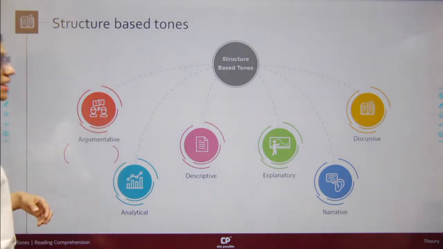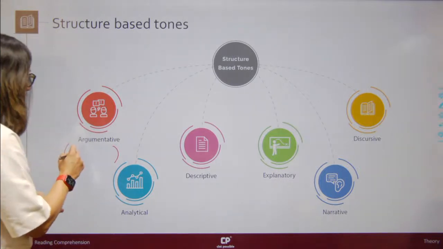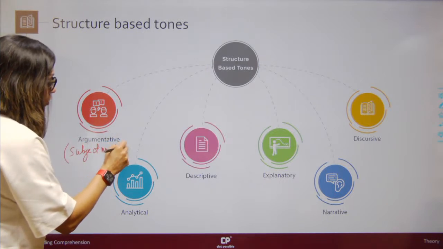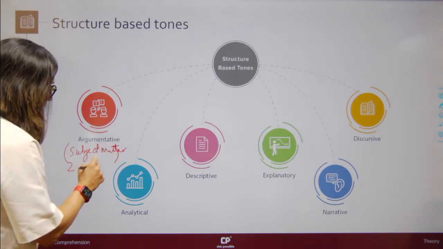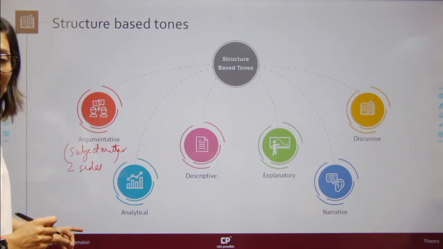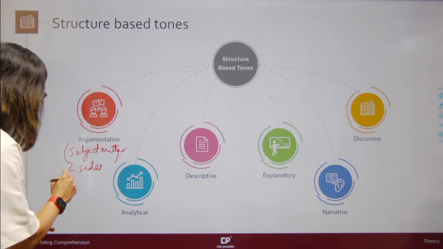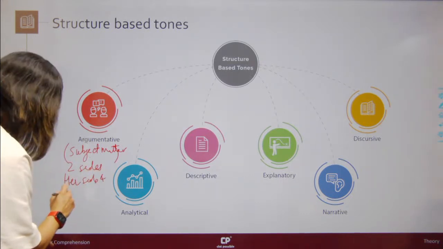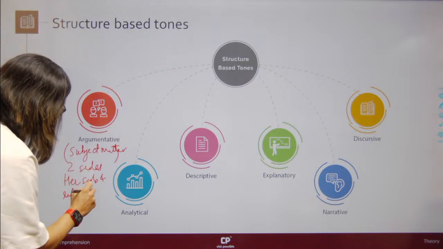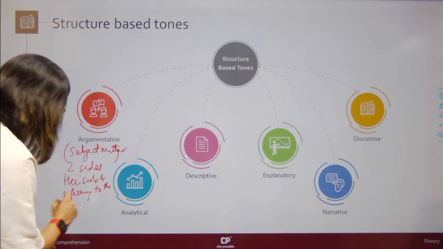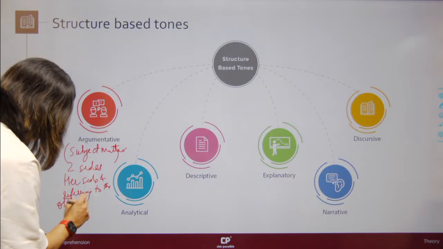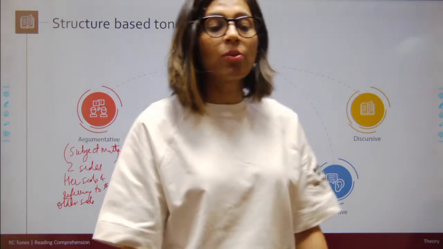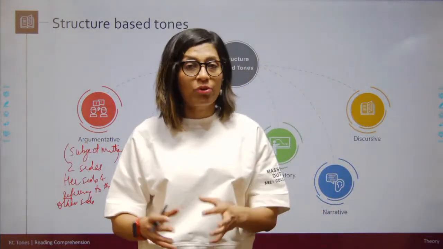Argumentative tone basically means that the subject matter has clear two sides. Maybe the author is not presenting both the sides, but if the author is presenting her side and referring to the other side, then this tone is argumentative. So it's not necessary that in an argumentative tone both sides have to be presented.